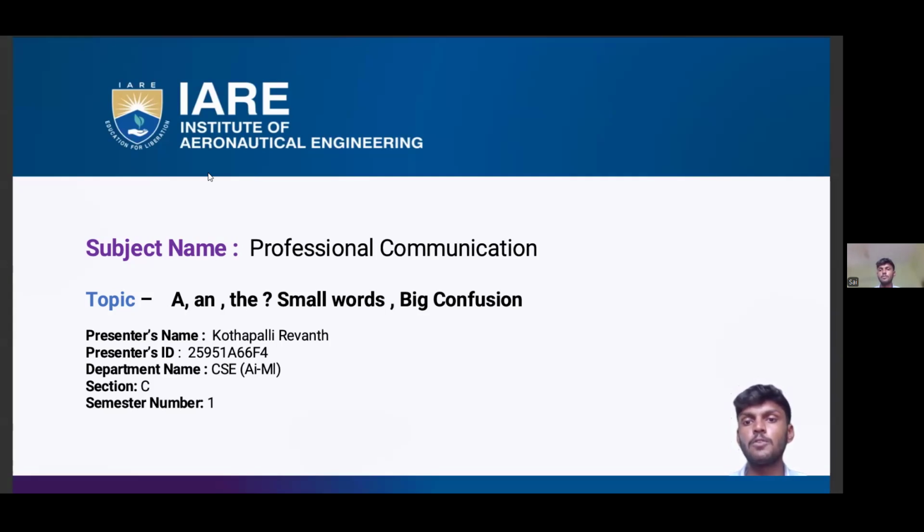Today I am going to talk about something we use every day in English but often get confused about: articles, a and the. These are small words, but they play a huge role in making our sentences correct and meaningful. Let's start this topic with some introduction.